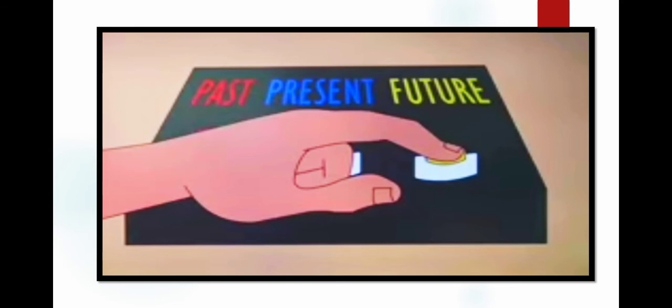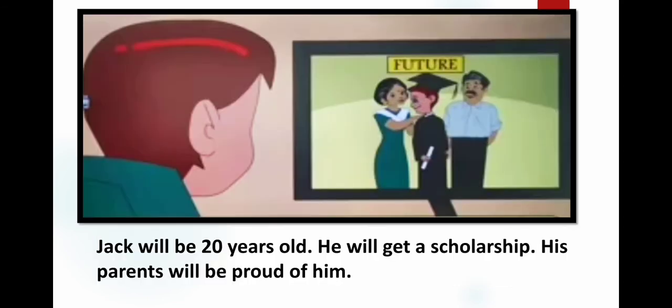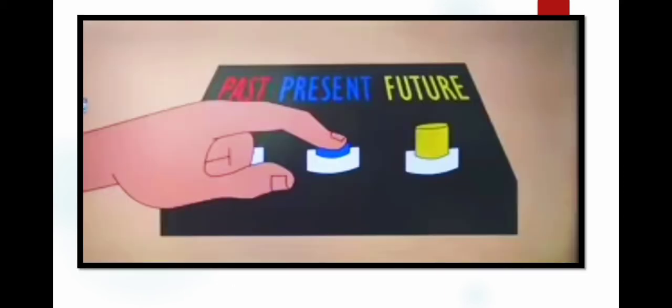So he presses the button which has future written next to it. And what does he see on the screen? He sees a photograph of something which looks like him. His parents are a little old here. He sees Jack will be 20 years old. He will get a scholarship. His parents will be proud of him. Now Jack gets really excited. He is wondering what the other buttons do.